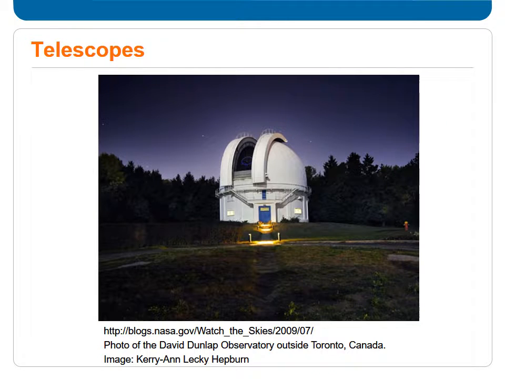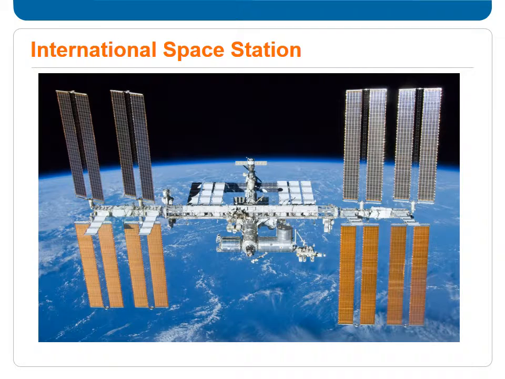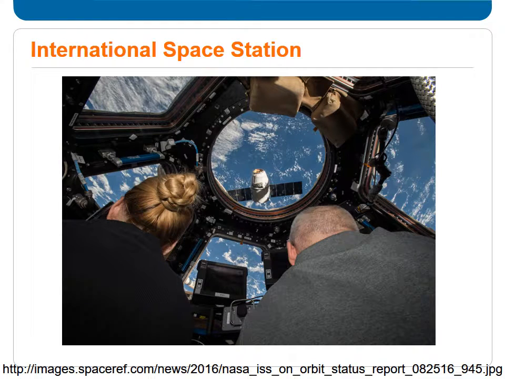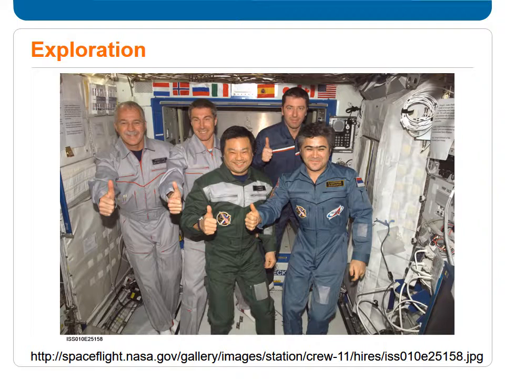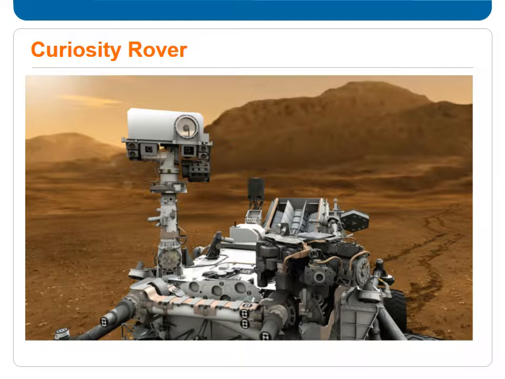We'll be using telescopes, the International Space Station, and other space-based telescopes. Here are some images of astronauts in the International Space Station. The International Space Station is, of course, one of the most expensive projects in science ever undertaken by the world, and the whole world is involved.